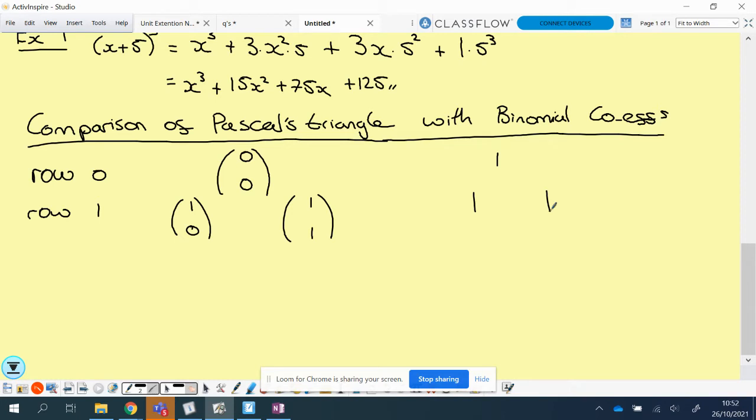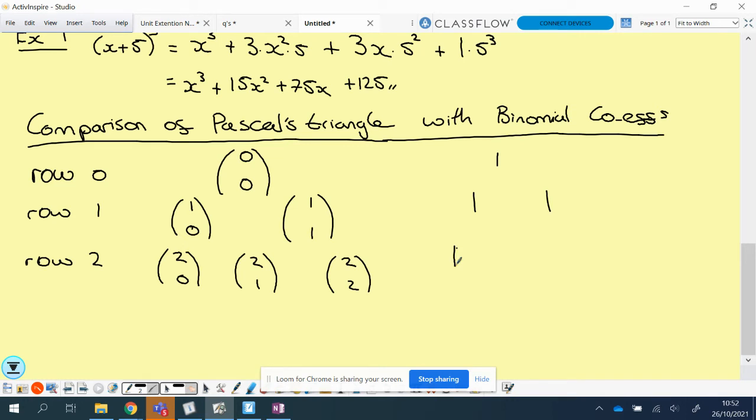If I then go to row 2, I could have 2 objects and choose 0, or I could have 2 objects and I choose 1, or I could have 2 objects and I choose both of them. Okay, and how many ways could I do that? Well, if I've got 2 objects and I don't want to choose any of them, there's only one way I can do that, and that's why each row starts off with a 1.